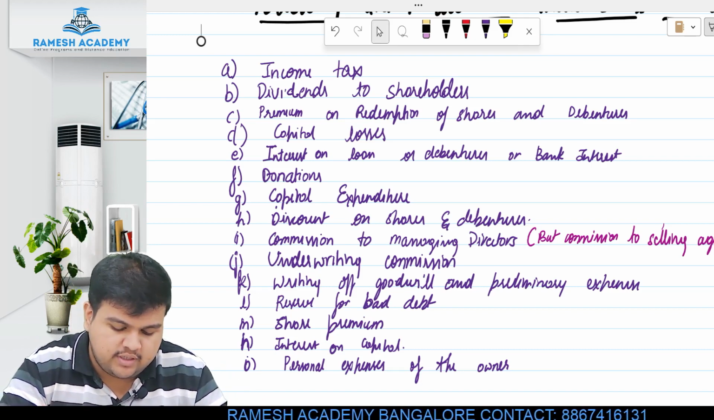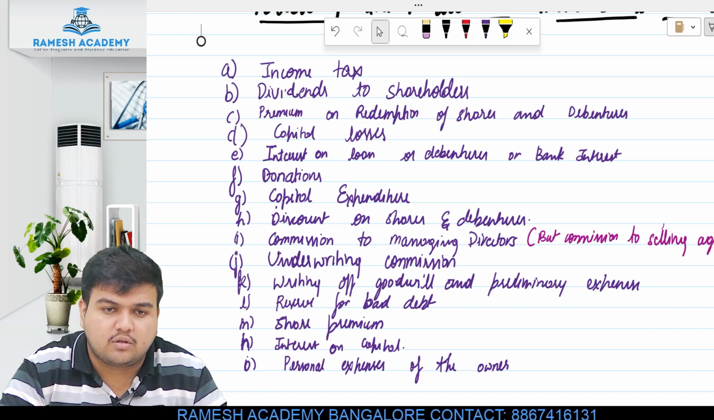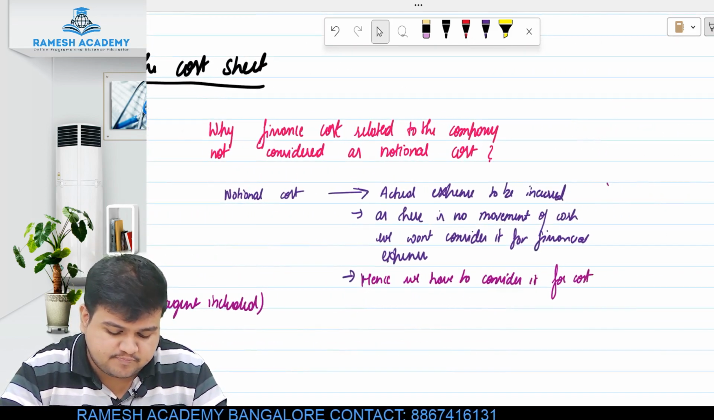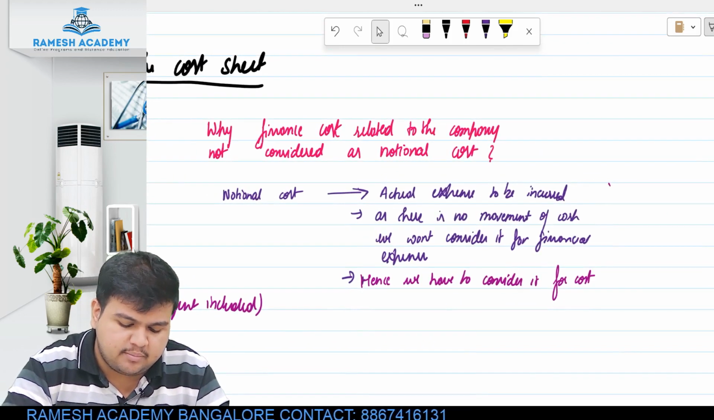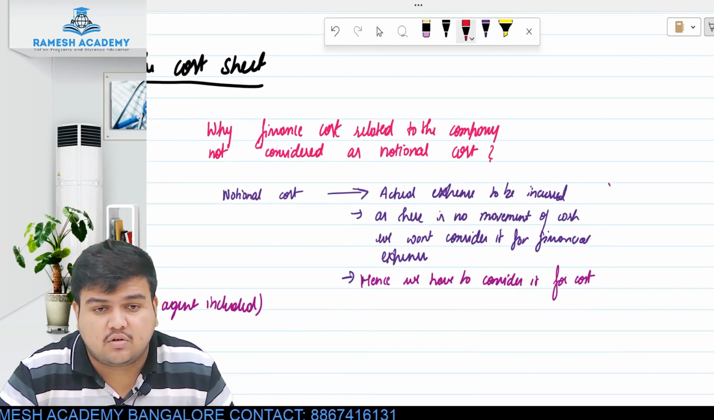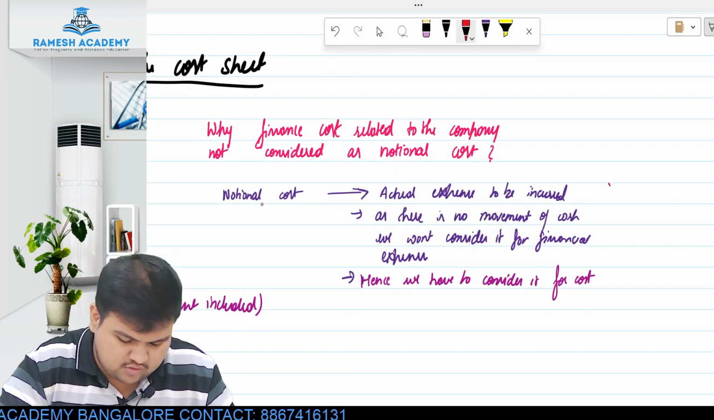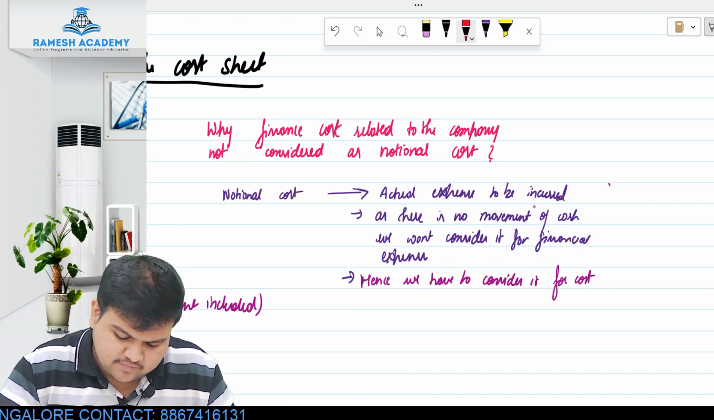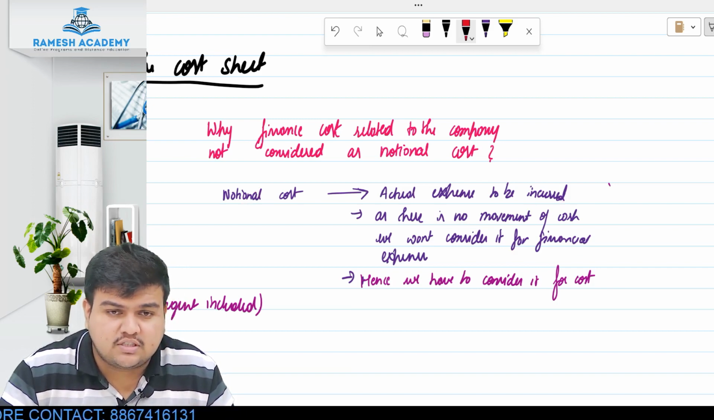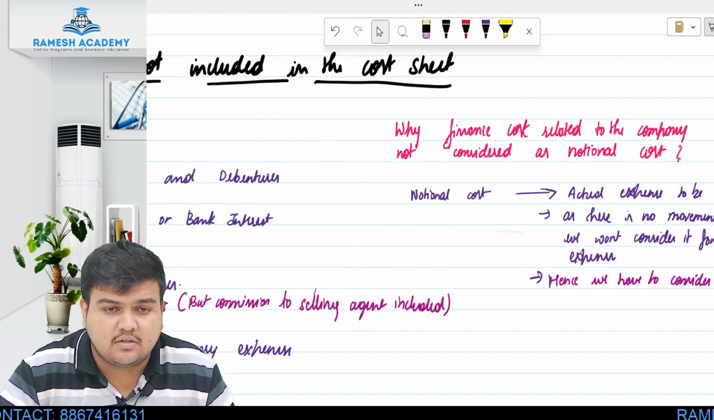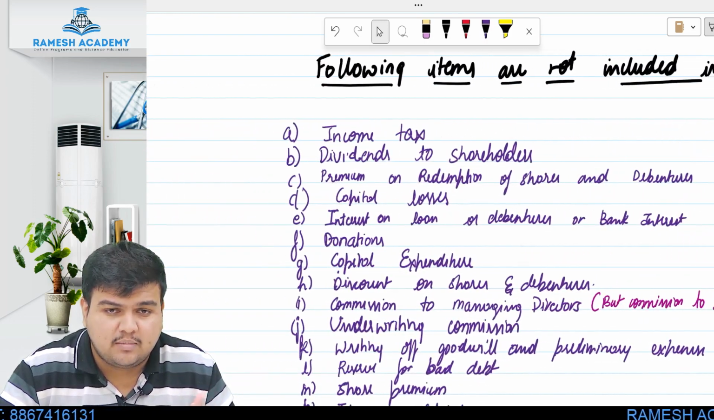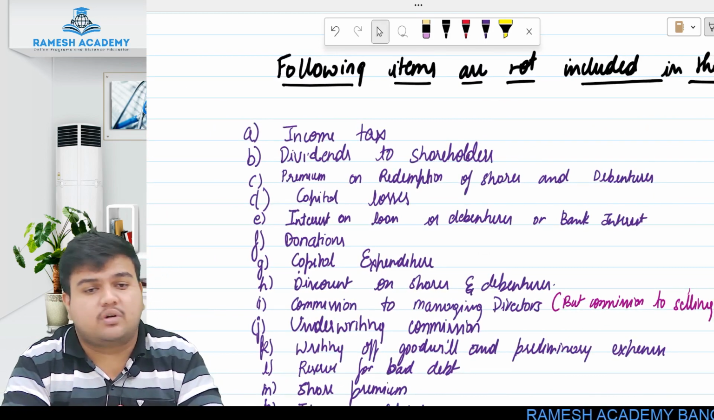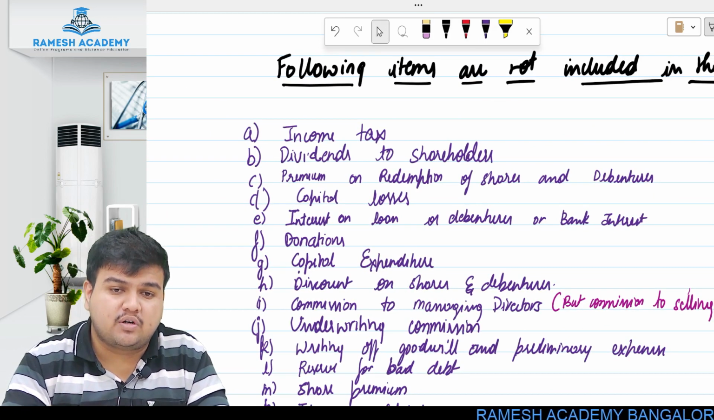What about interest cost on loan borrowed? No, don't include it. Why? There is a reason. Why is the finance cost related to the company not considered as a notional cost? Because notional cost is considered only when no cash movement is done. But here, even though cash movement is done, it is not directly attributable to the product. It is indirectly attributable to the product.